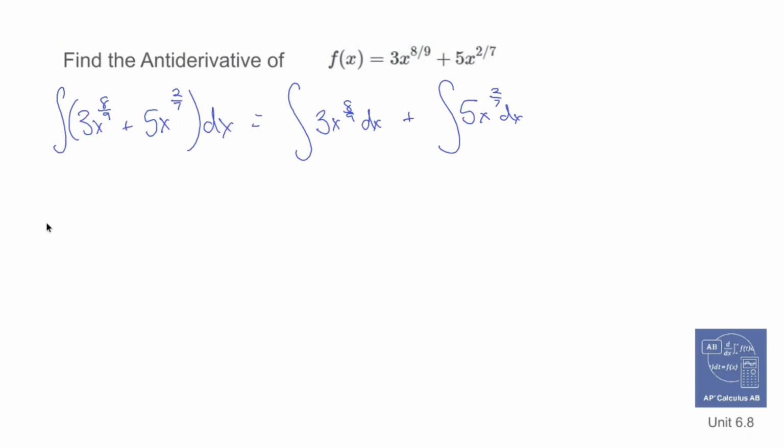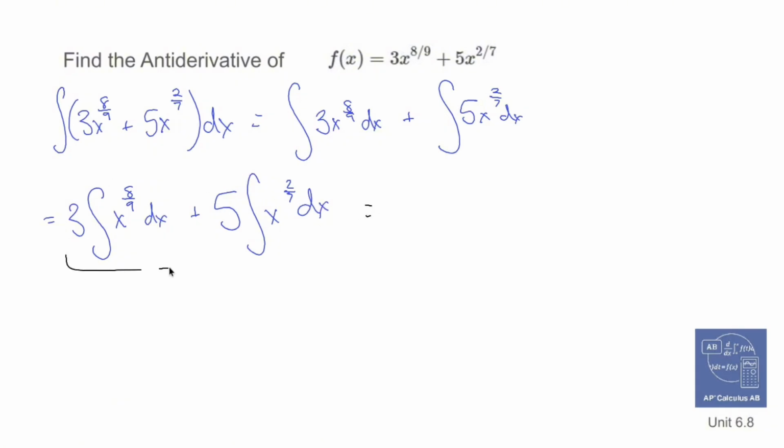While I'm at it, let's rip out a 3, like that. So I have x to the 8 ninths dx. And let's rip out a 5: x to the 2 sevenths dx. So this is the rule, okay? For this one, leave the 3 there, right? Do 1 over your exponent plus 1, so 8 ninths plus 1, and then x to the 8 ninths plus 1. We're going to do the same thing here.